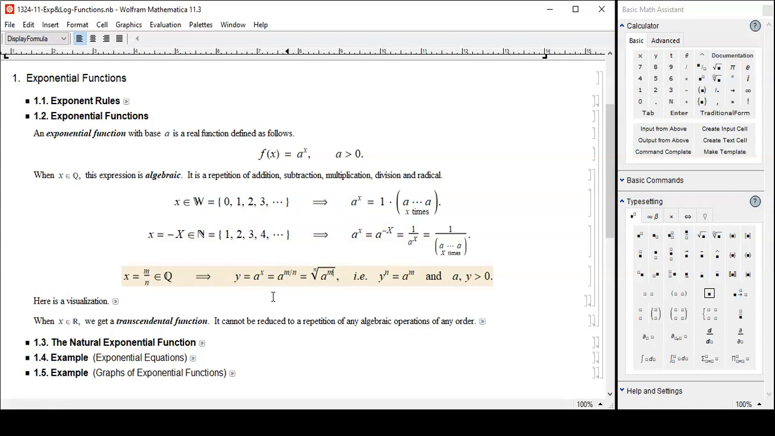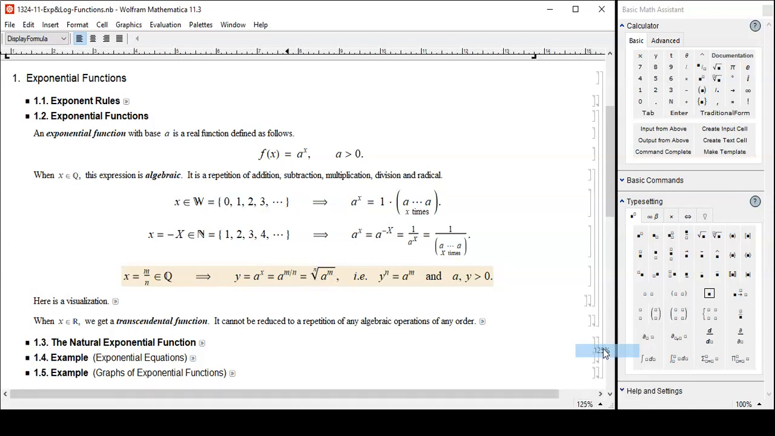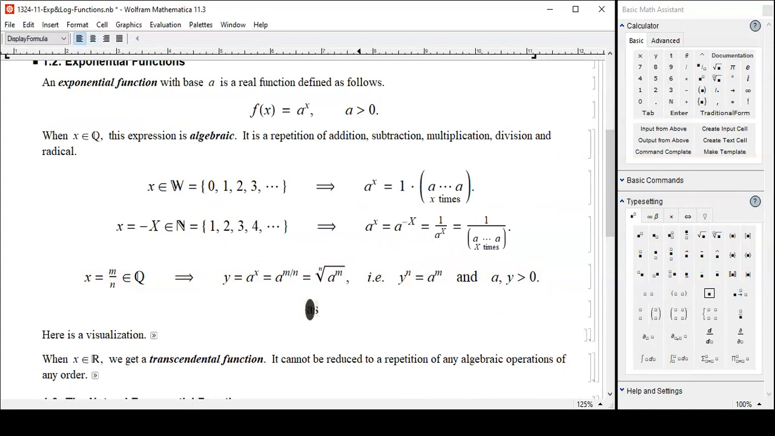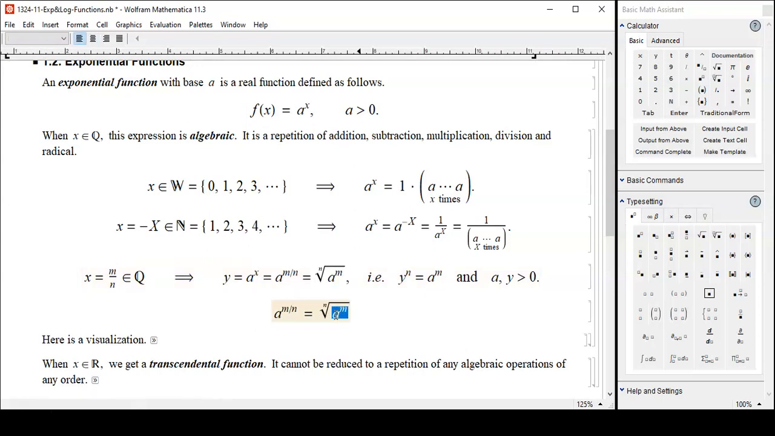Basically, we define a to the m over n power as the nth radical of a to the m power. So we define it like this: a to the m over n power as the nth radical of a to the m power. And a to the m power is well defined, either repeated multiplication or repeated division. Either way, it's okay.